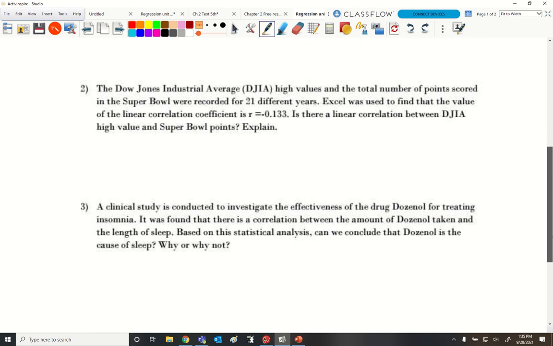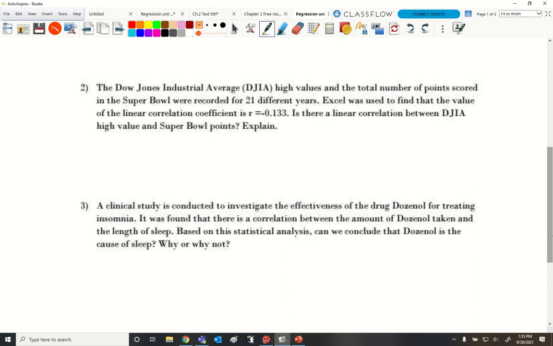It's very wordy, so we need to pick out the correct words. So, Dow Jones Industrial Average high values and the total number of points scored in the Super Bowl recorded for 21 different years. Excel would be used to find the value of the linear correlation coefficient, R equals negative 0.133. Is there linear correlation between this and the Super Bowl? Now, look at this R value. Is that a good R value? No. Think of it as a percent. If you had that grade on a test, would you be happy with that? No, that's 13%, isn't it?